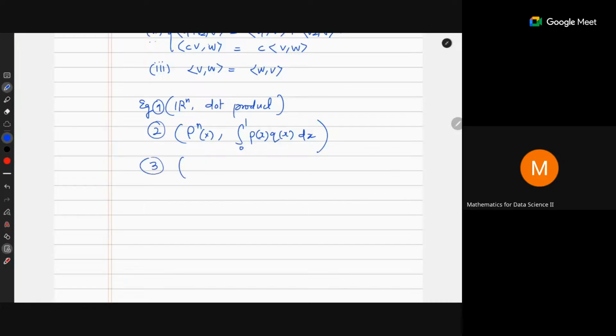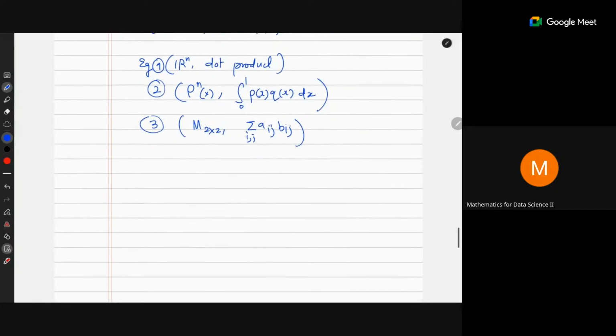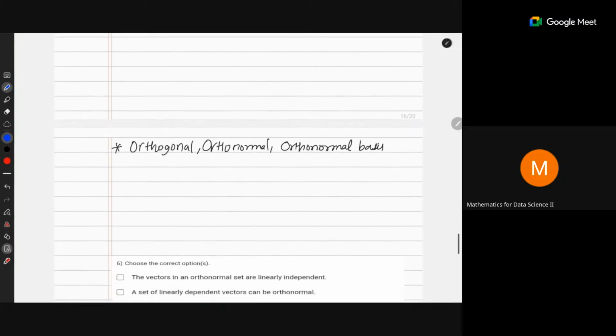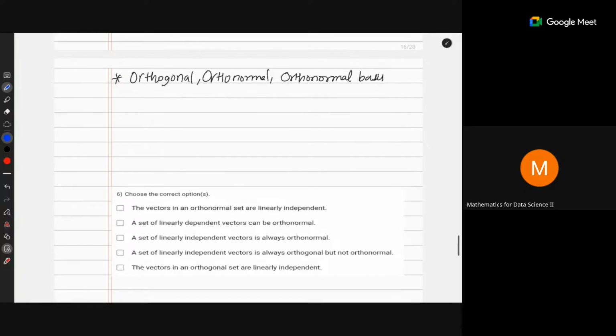In case of matrix spaces M2 cross 2, one can define the inner product to be the same as the dot product, the usual one. Something like the sum over Aij, Bij. Okay. So there are quick examples. You can figure it out. Nothing new about it.